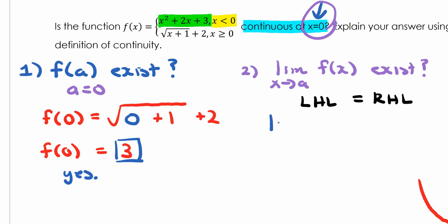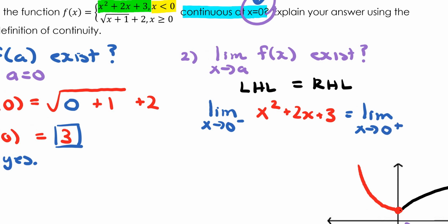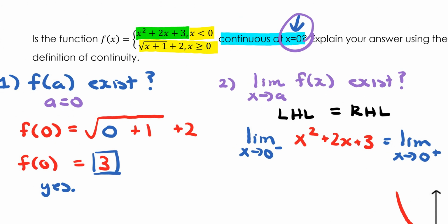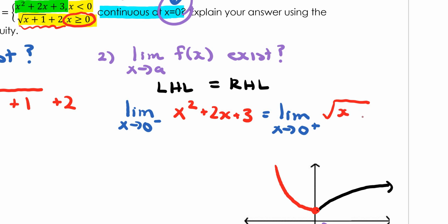Okay, so if I write my limit statement here, limit as x approaches 0 from the left, the function that I'm dealing with is the quadratic function, which is x squared plus 2x plus 3. And then I need to make this equal to my right-hand limit as x approaches 0 from the right. And if I'm approaching 0 from the right, I'm actually dealing with this function at the bottom here, because the radical is defined for when x is greater than 0. So this is 0. If I'm greater than 0, this is the right-hand side, right? So this represents the right-hand side of the function. So this will be the square root of x plus 1 plus 2.